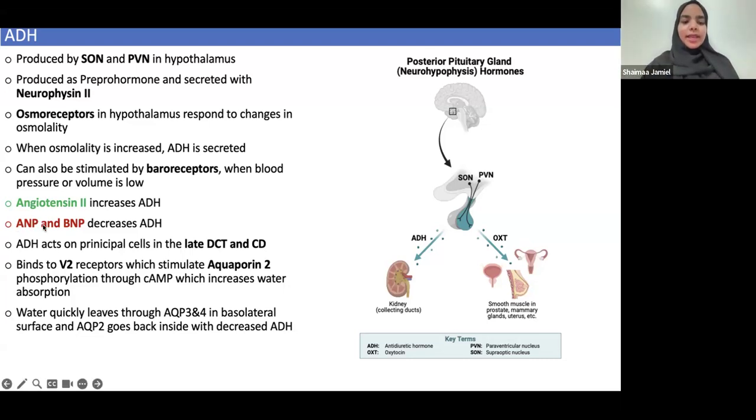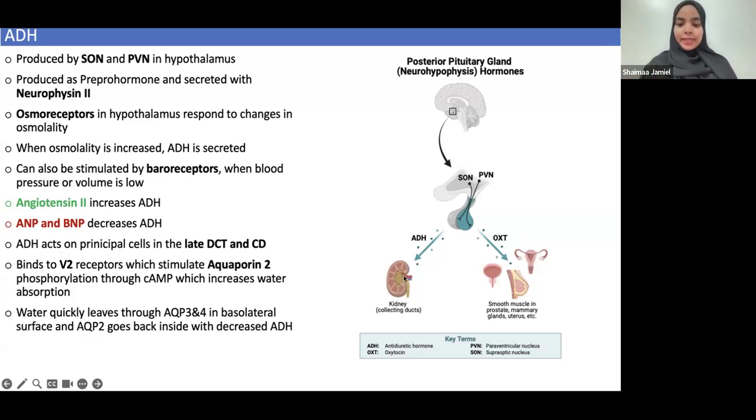The opposite is ANP and BNP, which are natriuretic peptides, either atrial or brain natriuretic peptides, and they're usually released when the body already has excess water. So it's in a hypervolemic state. Therefore, if they're released, that means that we don't need more water to be in the body, so they're going to inhibit ADH.